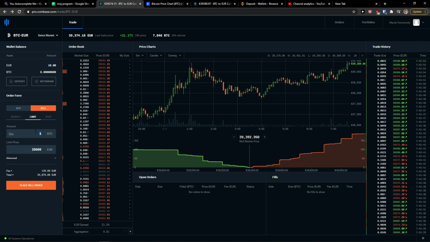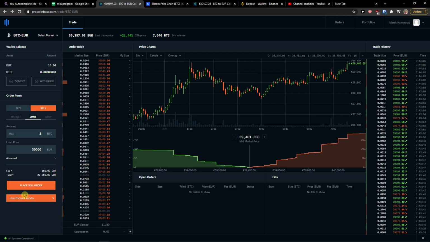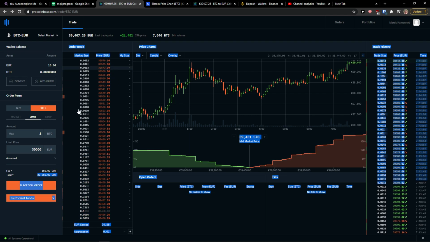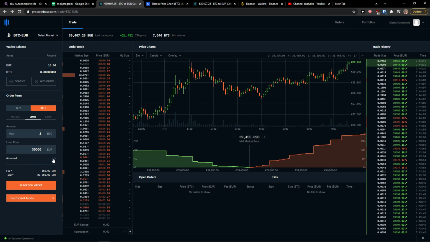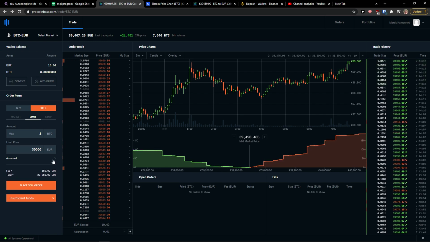You can also set up limit on sell, same process. When it's going to be at 30k, I want to place a sell order. Pretty easy, pretty simple, and you need to have enough funds. I don't have 30k right now at Coinbase Pro, but this is how we do it. Pretty easy, pretty simple, right?